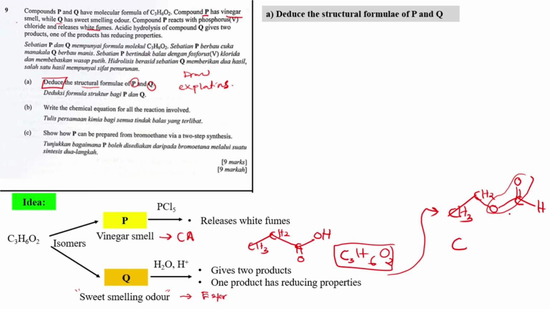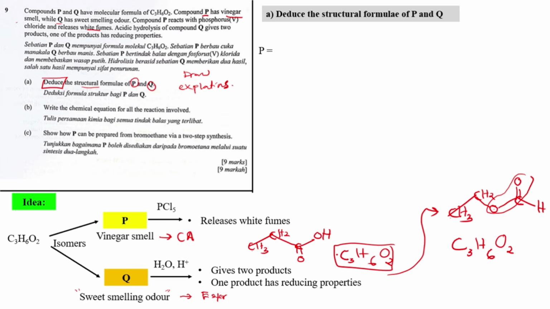So the number of carbon is 1, 2, 3. Hydrogen is going to have 6, and oxygen is going to have 2. Okay, so ester is produced from the alcohol part and then the carboxylic part. Okay, so this is how we deduce P and Q. So let us draw it nicely.